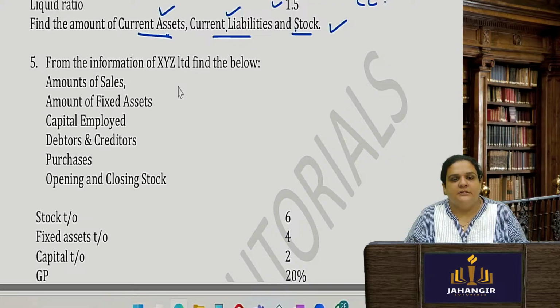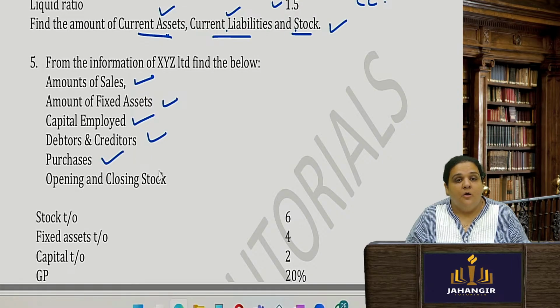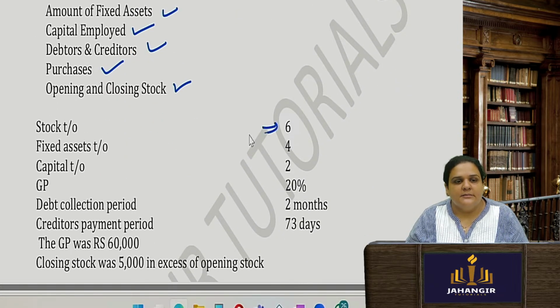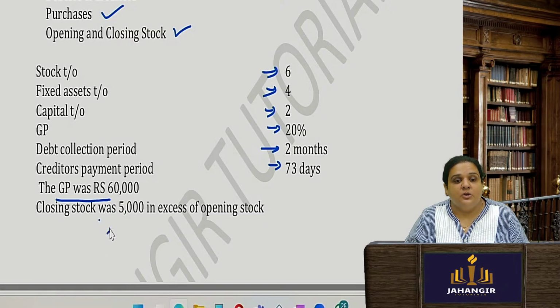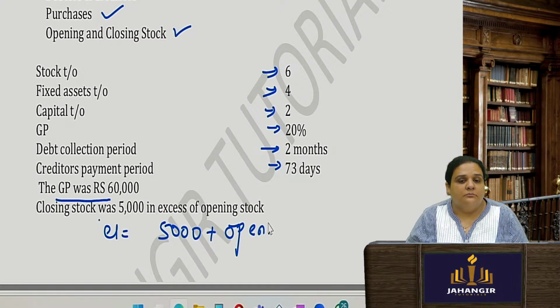Fine. Now next, question number 5. From the information of XYZ Limited, find the below. We have to find the amount of sales, fixed assets, capital employed, debtors, creditors, purchases, opening and closing stock. Everything we have to find. Stock turnover is 6. Fixed asset turnover is 4. Capital turnover is 2. Gross profit 20%. Debtors collection period 2 months. Creditors payment period 73 days. The gross profit is rupees 60,000. Closing stock is 5,000 in excess of the opening stock.